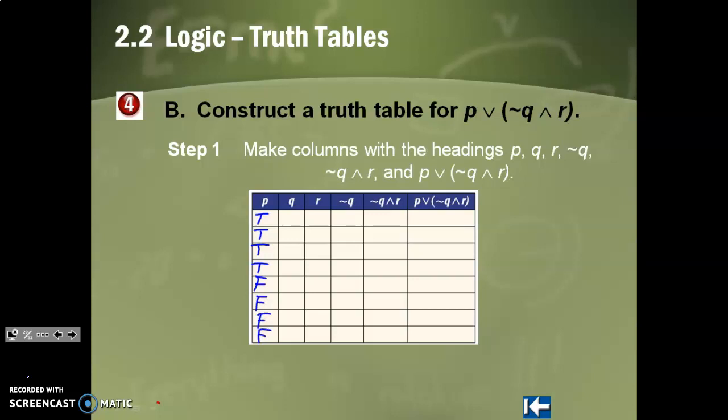And then P is going to be true, true, false, false, kind of like how Q is going to be this, and how P was last slide. And then R is just going to be true, false, true, false, true, false, true, false. And you'll see that there is a pattern, and you see every possible scenario.